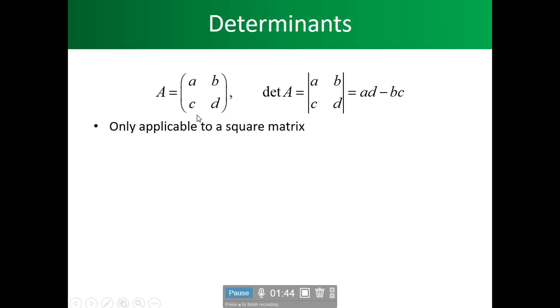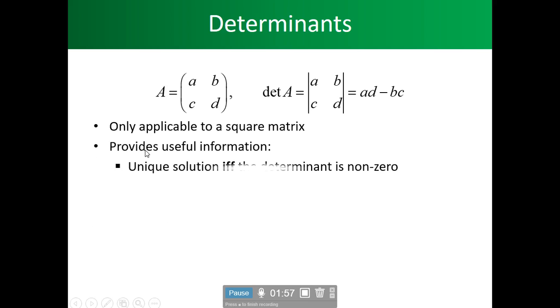This is only applicable to square matrices. A square matrix means that it has the same number of rows as columns. And this provides useful information for us. We talked before about if this is a 2 by 2, this will be like an X and a Y. So these will be the X and the Y for the first equation and the X and the Y for the second equation.